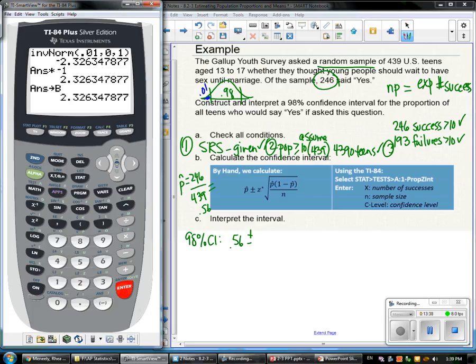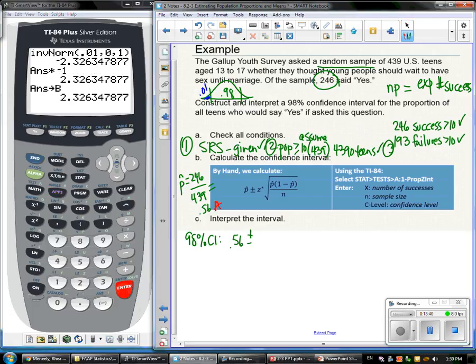Okay, so my p-hat I stored in letter A. My z star is 2.326, and I stored that in letter B. So my z star value would come next, 2.326. And then I'd need to compute my standard error, which is going to be the 0.56 times 1 minus 0.56 over n, which is 439.